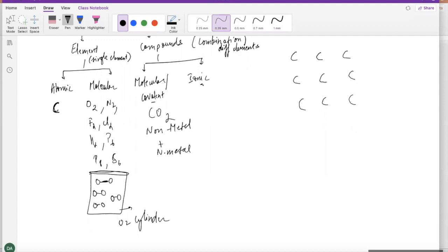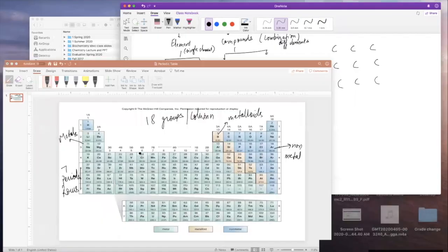And ionic compounds are made up by a combination of metal plus non-metal. So for this, we need the periodic table. So let's see, guys, CO2. Where is that on the periodic table? On the periodic table, you got CO2.